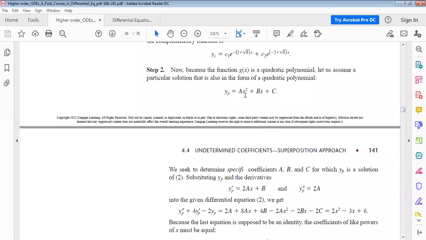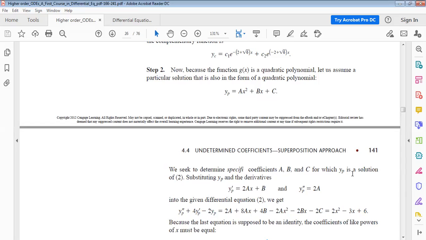So this is why this method is called undetermined coefficients. That means we'll try to find out these constants A, B, and C. This is why it is called the method of undetermined coefficients. Now we try to seek the specific values of A, B, C for which YP is the solution of equation 2.